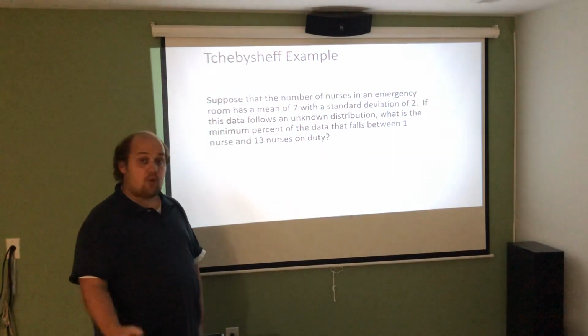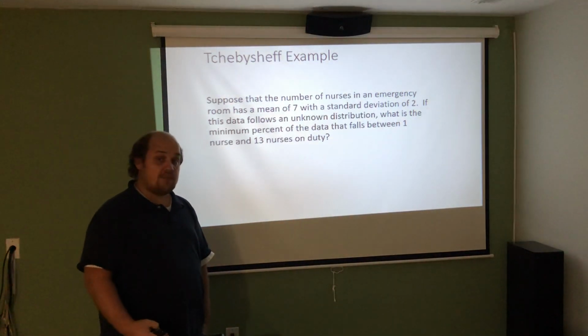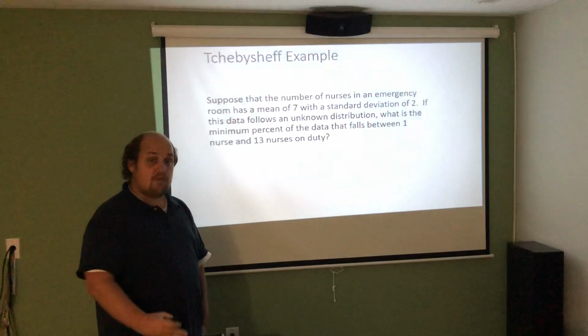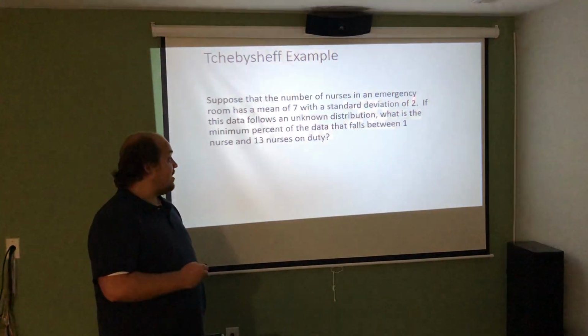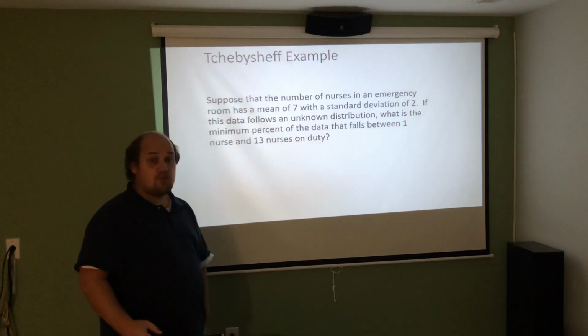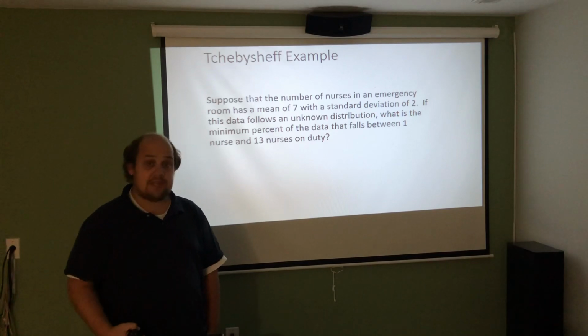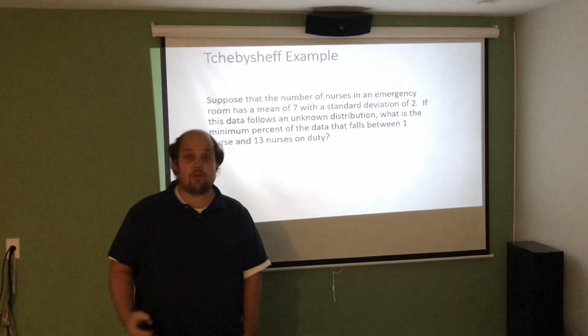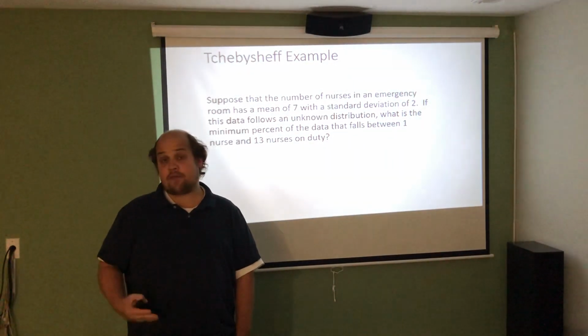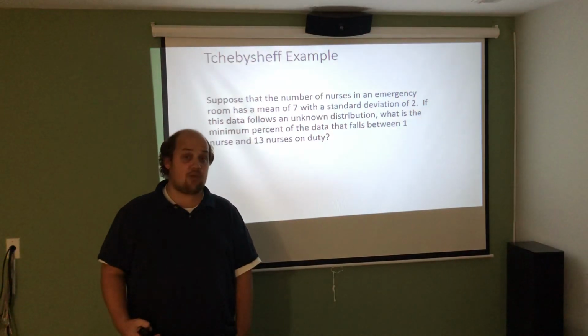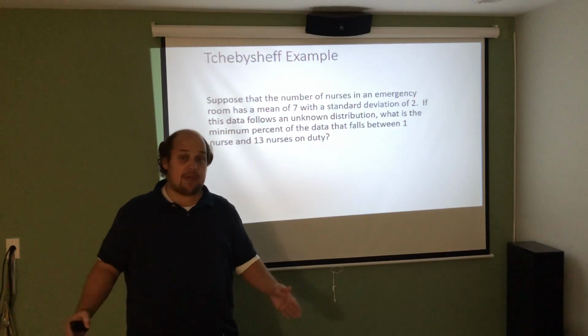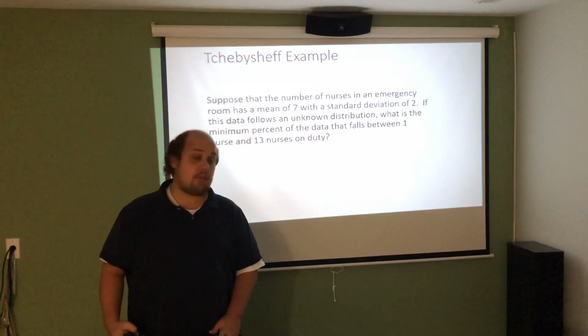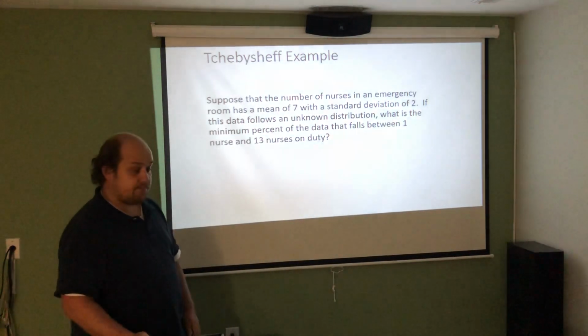Once I figure out the raw distance we've moved, I need to put it in terms of standard deviation. So we moved plus or minus 6. When I divide that by a standard deviation of 2, I get plus or minus 3 standard deviations that we moved away from the mean. If we moved plus or minus 3 standard deviations according to Tchebysheff, that means a minimum of 89% of the data must fall between those 2 numbers.